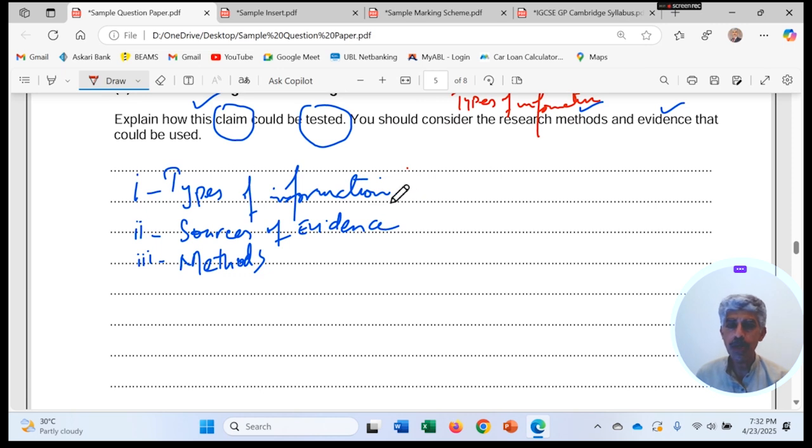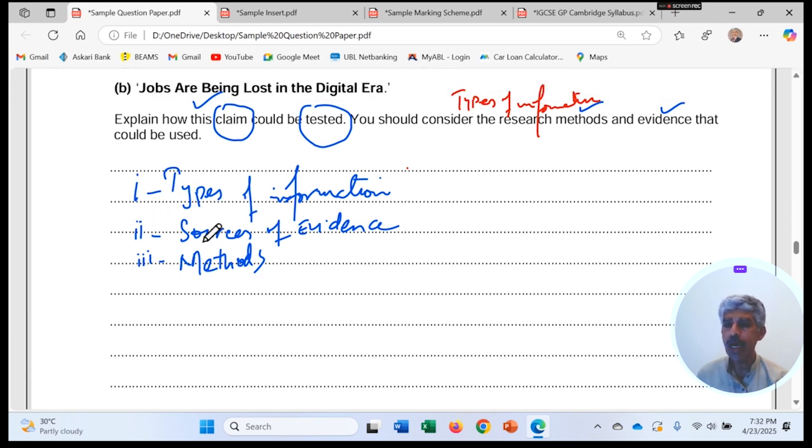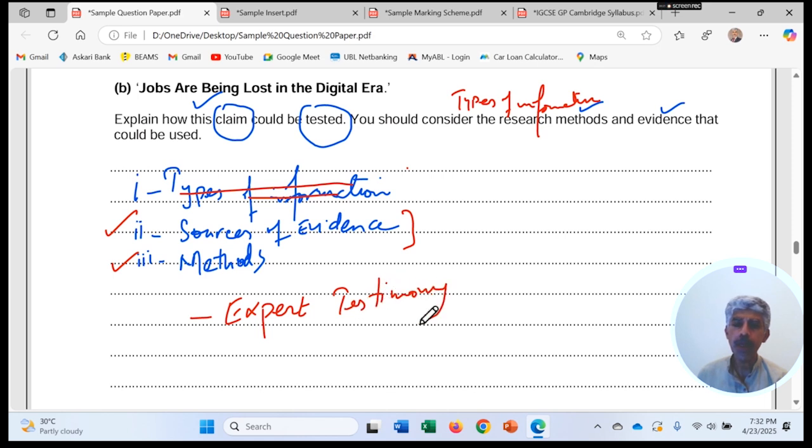But now from 2025 onwards, only 2 things are being asked. They are not focusing on the types of information, only sources of evidence and methods. And it is the 8 marks question. So if you explain these 2 things, what can the sources of evidence be? That is the expert testimony, I mean, expert opinion about that particular issue. Personal testimony can also be really effective here, I mean, your personal experience about that issue.